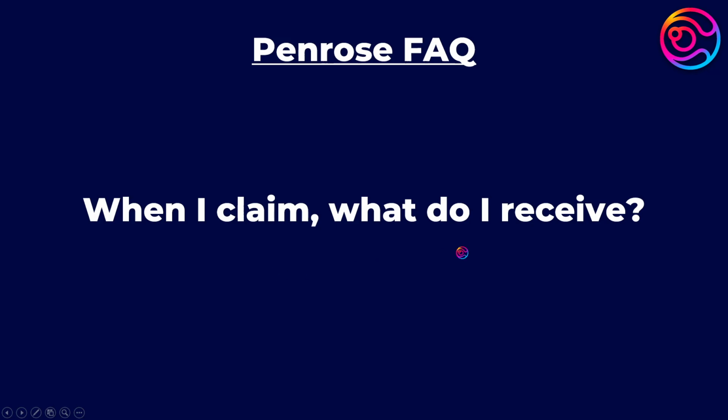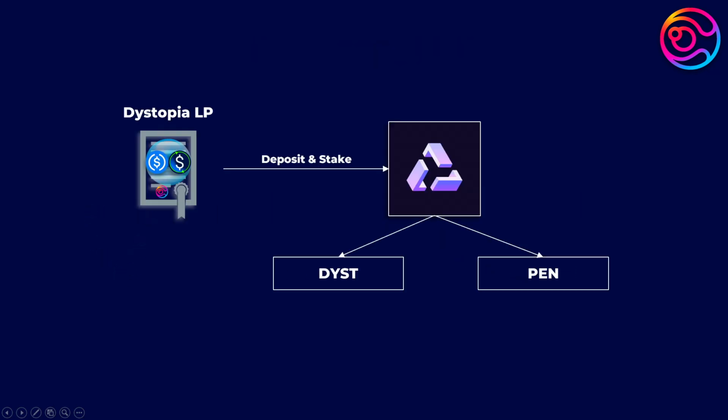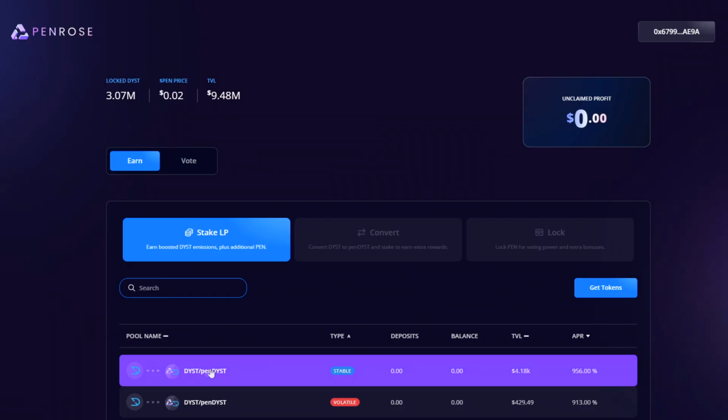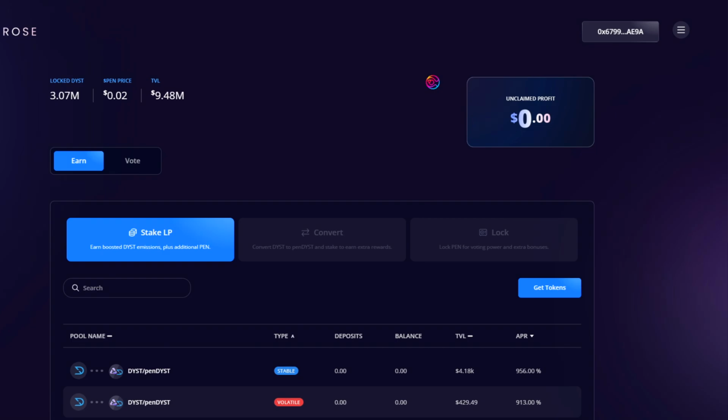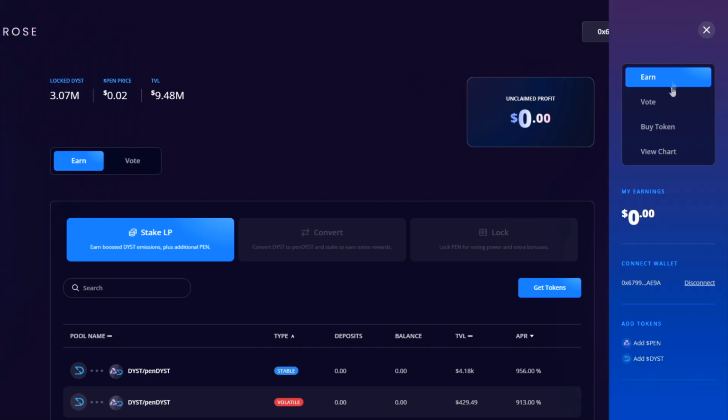When I claim, what do I receive? As a liquidity provider, when you stake your Dystopia LP into Penrose, you will earn both DYST and PEN rewards. PEN rewards are distributed proportionally to the amount of DYST earned. To claim both, first click on the liquidity pool you staked into. You can view your reward balance and then can click Claim to receive the DYST and PEN rewards to your wallet. You can add both these tokens to your wallet using the menu in the top right. Towards the bottom are links to add both tokens.